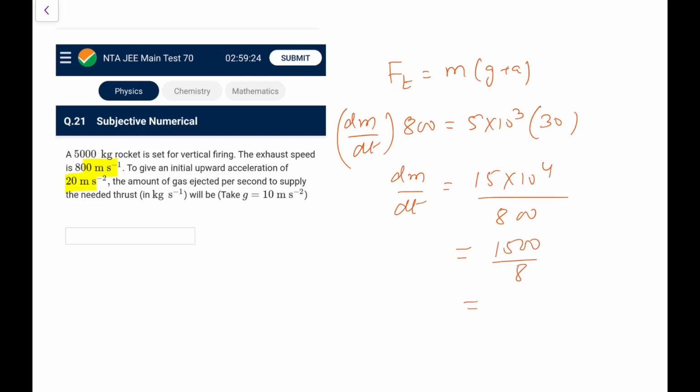And 1500 by 8, if you do this frankly, what you will get, 8. This is 1, this is 70. 70 means 8. Then 60. 60 means 7.